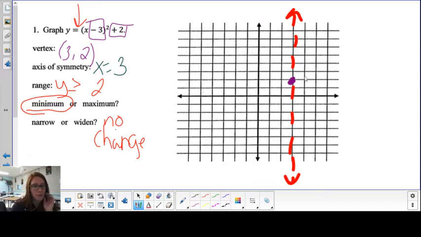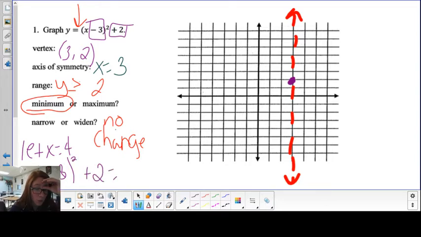So I'm picking 4, so I'm going to let x equal 4. When I do that, I'm going to plug that 4 back into the original problem to solve. So I'm going to have (4 minus 3) squared plus 2. Now 4 minus 3 is 1.